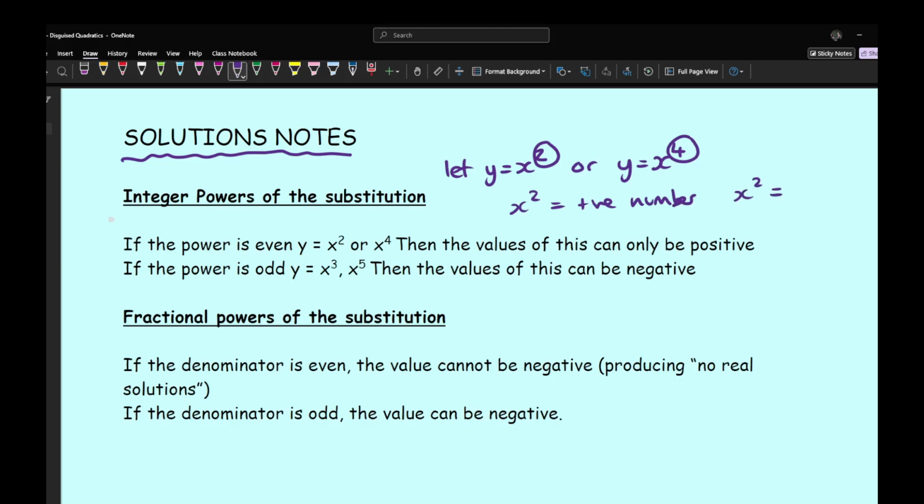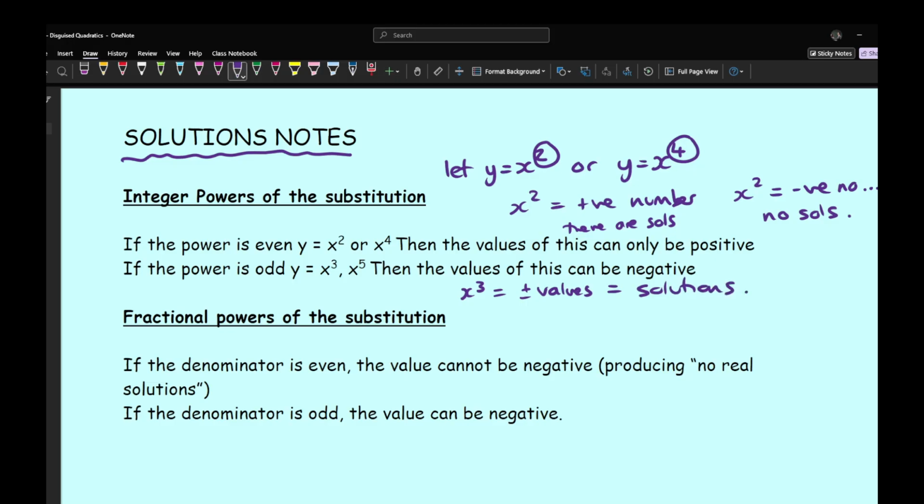So if x squared equals a positive number, there are solutions for this, and if x squared equals a negative number, then there will be no solutions. So it's worth mentioning that. Whereas if the power is an odd number, for example x cubed, then you can have both plus and minus values as solutions. So just something to bear in mind.